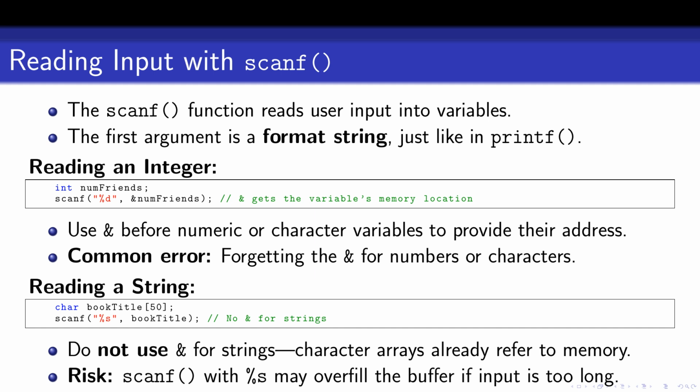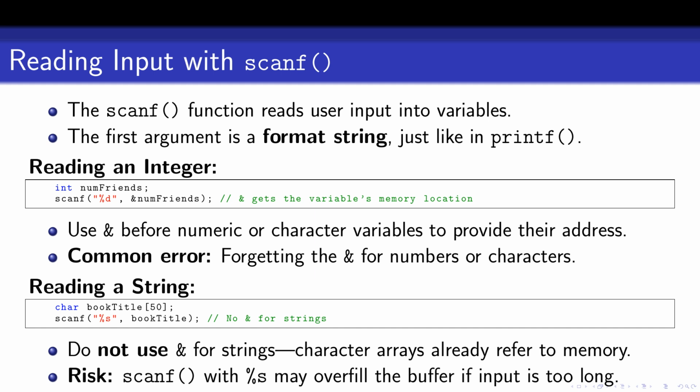Now let's talk about the scanf function, which is used to read input from the user. Just like printf, it uses a format string to specify the expected data type, %d for integers, %lf for doubles, and so on. The key difference is that scanf requires the address of the variable you're reading into, so it knows where to store the value.